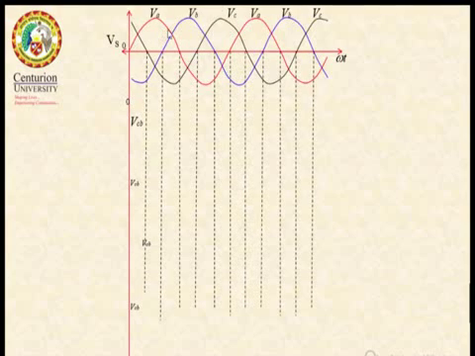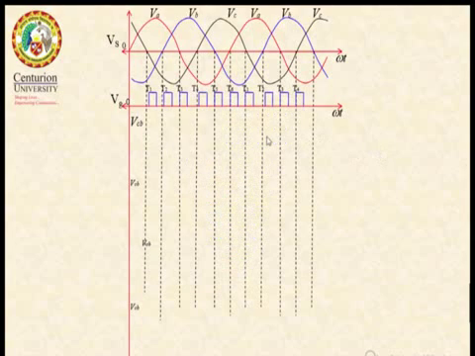This is my source voltage, input voltage. This is phase A, phase B and phase C. These are the gate pulses to different thyristors. This is the gate pulse to T1, then T2, T3 and so on.